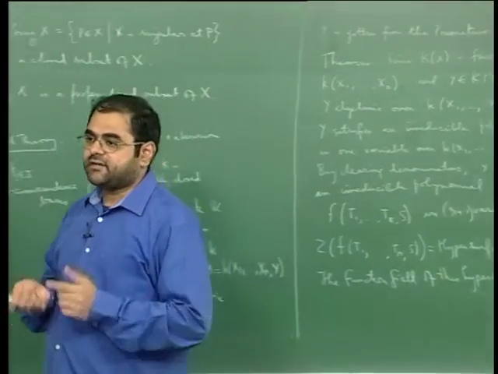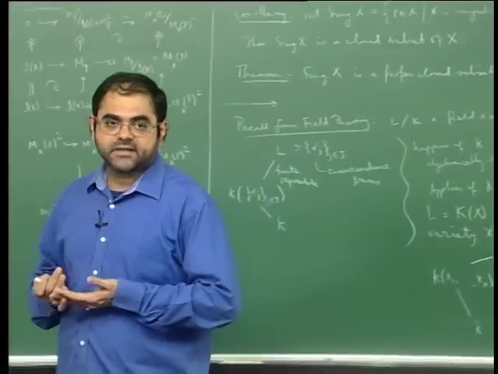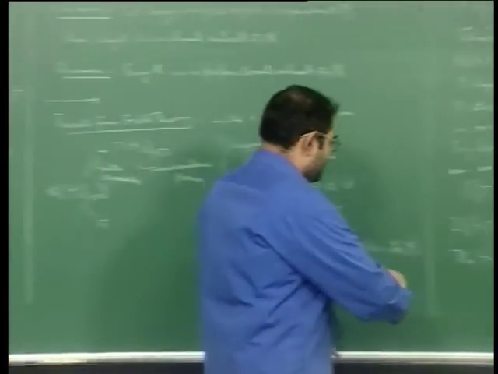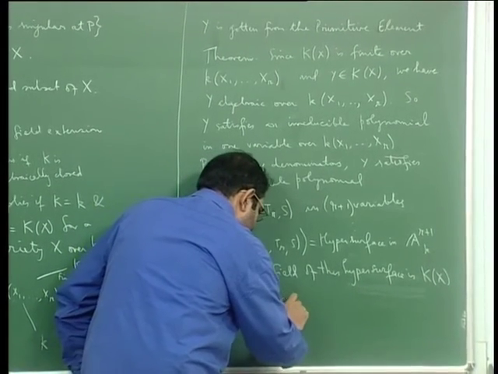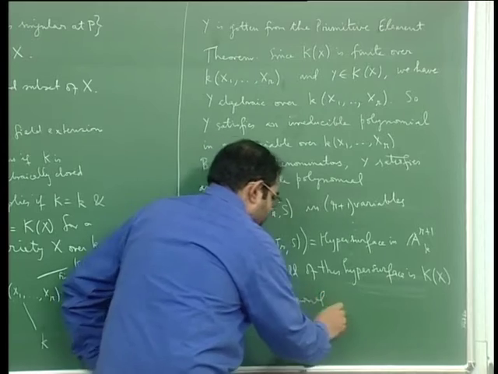Now we have already seen that if two varieties have the same function field, then they are birational. So this implies that x is birational to this hypersurface.